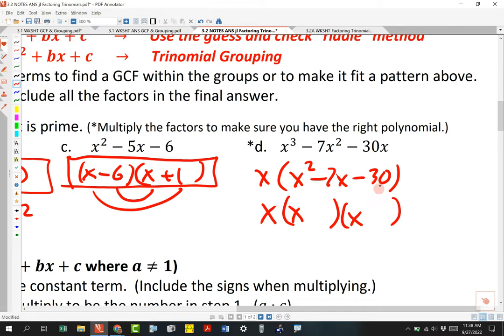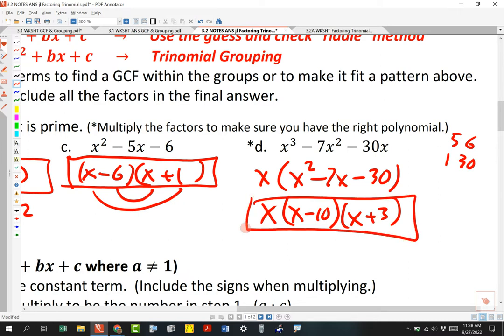And then I need two numbers that multiply to be negative 30, combined to be negative 7. So let's see. 5 and 6 would make a 30, but you can't make a 7 out of those. Maybe a 1 and a 30. Can't make a 7 out of those. Zach? A negative 10 and a positive 3. Let's go with that. Okay? We good? Multiply to be negative 10x. Multiply to be plus 3x. Those would combine to be negative 7x.